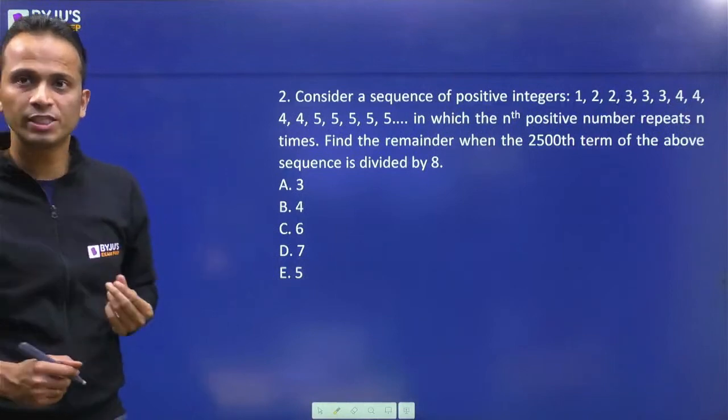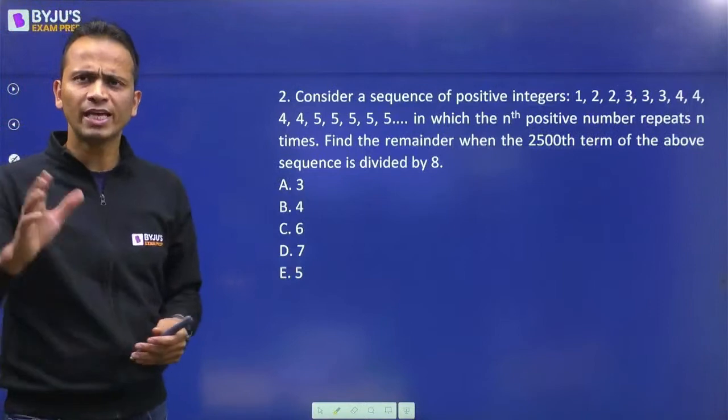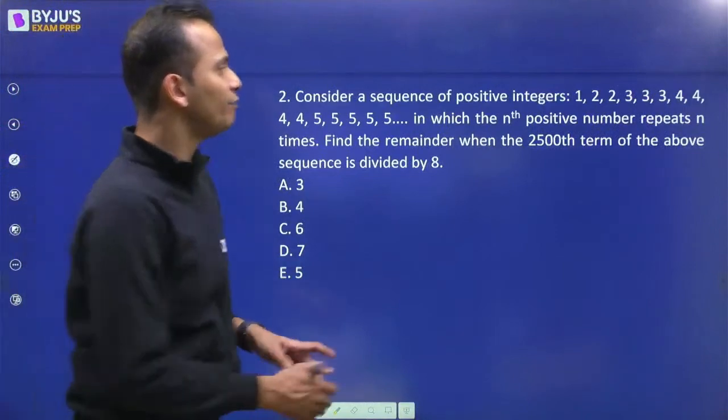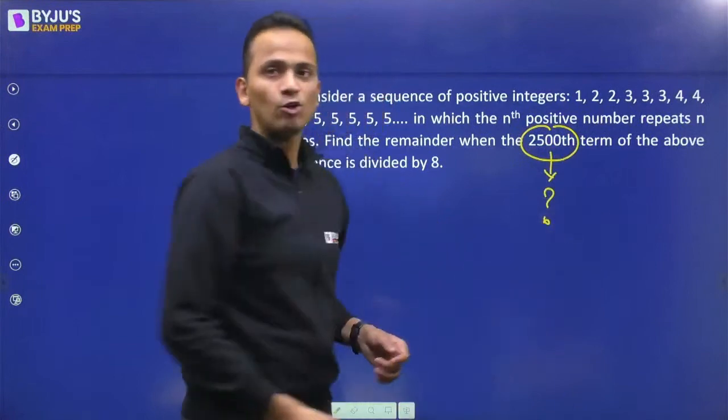Okay, so Vijay has given an answer as option D, that is 7. Vijay, can you tell me what is the 2500th term? What is this term that you have got?